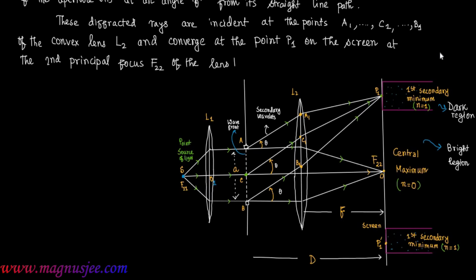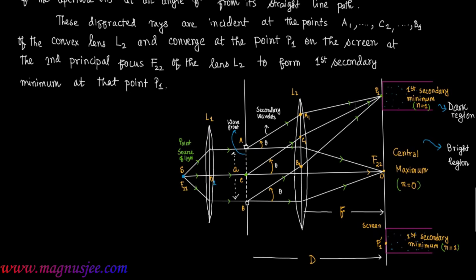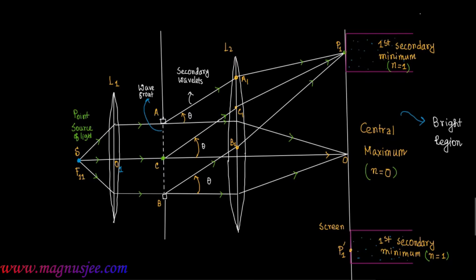The screen is placed at the second principal focus F2 of the convex lens L2, to form the first secondary minimum. These diffracted rays converge at the point P1 on the screen, such that the screen is placed at the second principal focus of the convex lens L2 to form the first secondary minimum at that point.